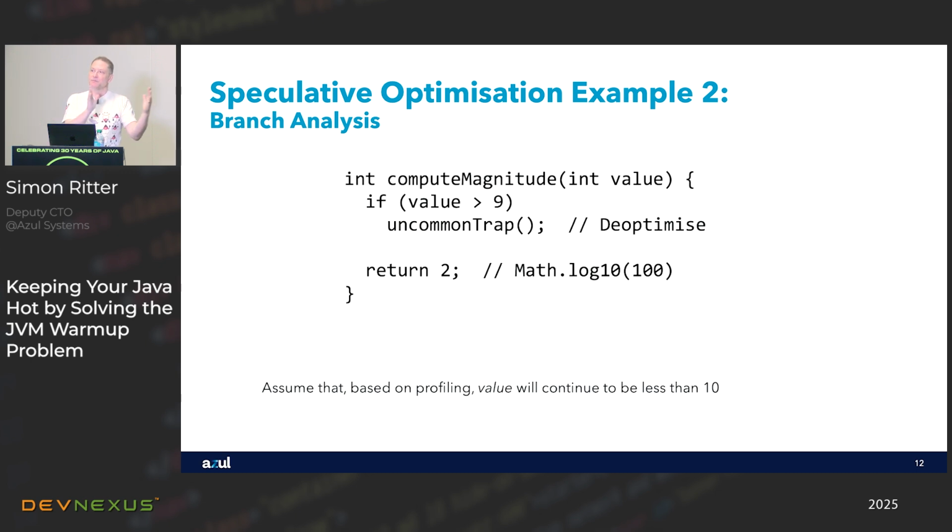We've made an assumption about how the code works. We've compiled it based on that assumption. But if that assumption then breaks, we have to throw away that code and recompile based on how the code looked before. So we need to recompile that code.